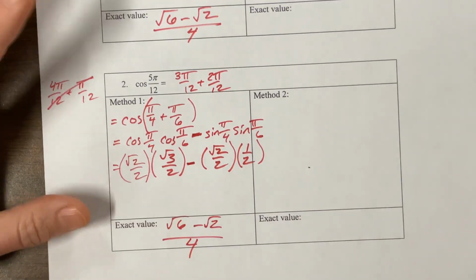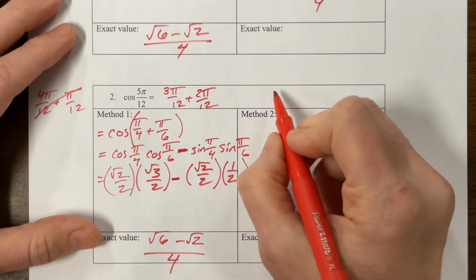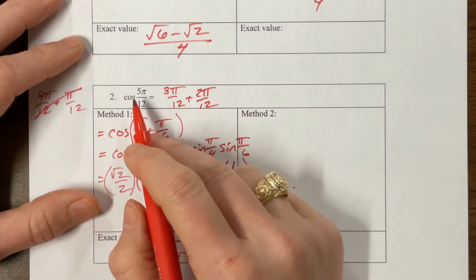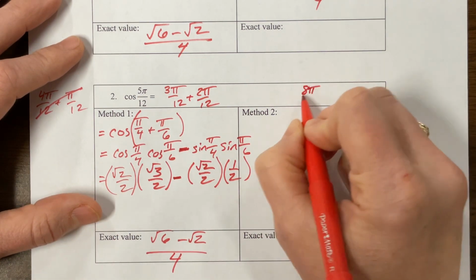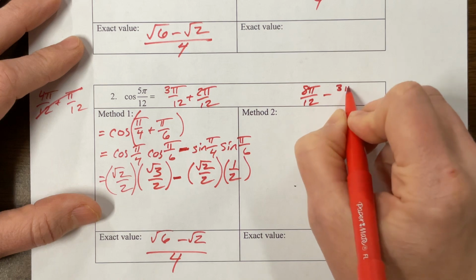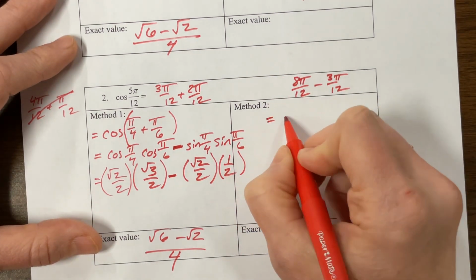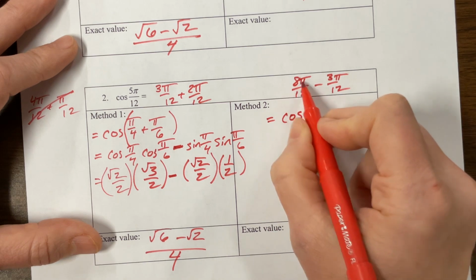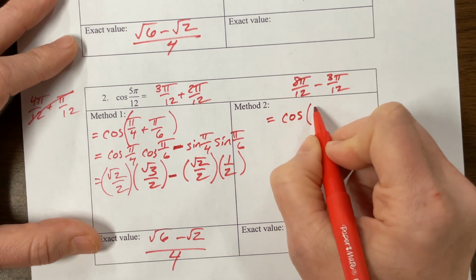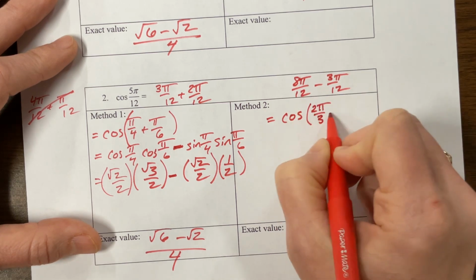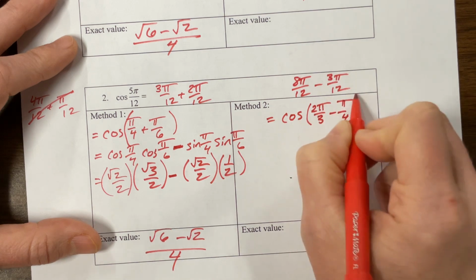Okay, another way, let's use subtraction for this next one. So how do I get 5? I could do 8 minus 3. So let's see, 8 pi over 12 minus 3 pi over 12. Do those reduce to something that's unit circle friendly? I think so. This is cosine, 4 goes in there too. So this is 2 pi over 3. This reduces to pi over 4.